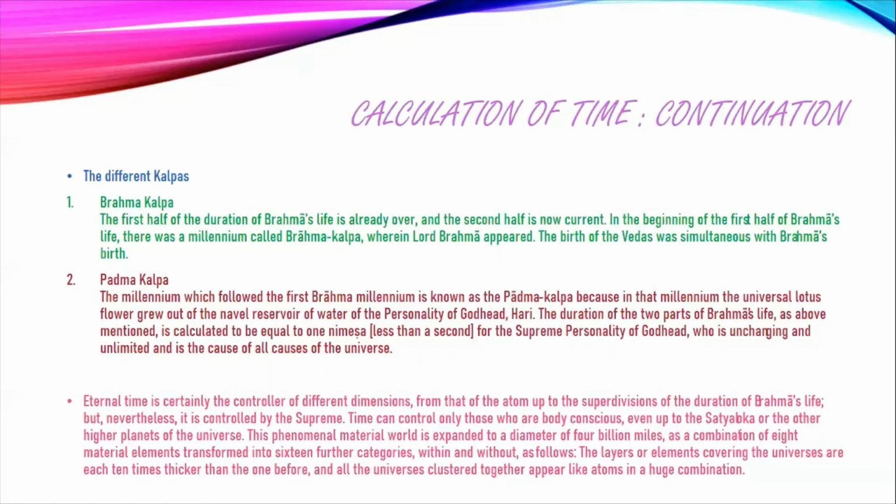Number 2. Padma Kalpa. The millennium which followed the first Brahma millennium is known as the Padma Kalpa, because in that millennium the universal lotus flower grew out of the navel reservoir of water of the Personality of Godhead, Hari. The duration of the two parts of Brahma's life, as above mentioned, is calculated to be equal to 1 nimesha, less than a second, for the Supreme Personality of Godhead, who is unchanging and unlimited, and is the cause of all causes of the universe.